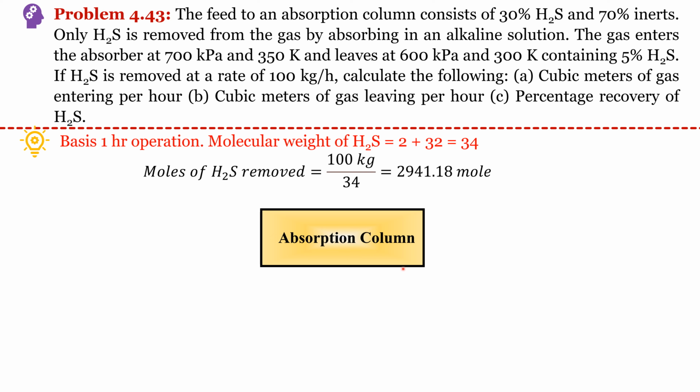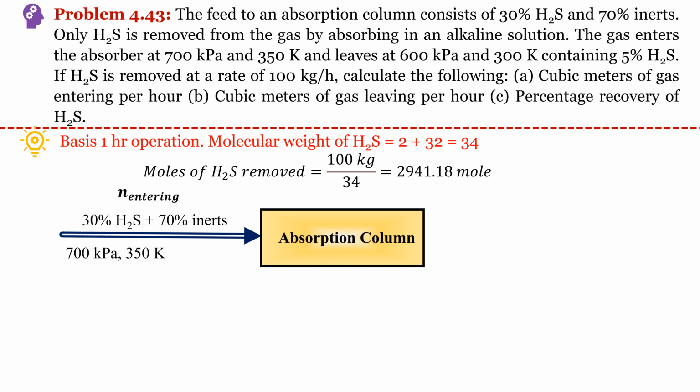Now we can write the conditions. So we have an absorption column and we can write the entering conditions. At the entrance it is given that a mixture consists of 30% H2S and the rest, that is 70%, inerts. We don't know the total moles of gas entering, so we are assuming it's N entering. And further it is given that this mixture is entering at 700 kilopascal and 350 Kelvin temperature.